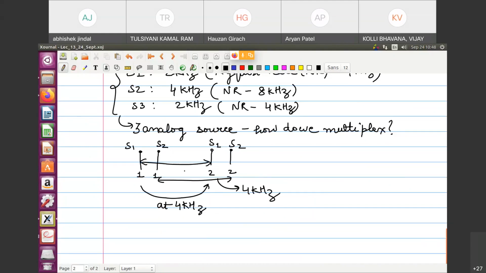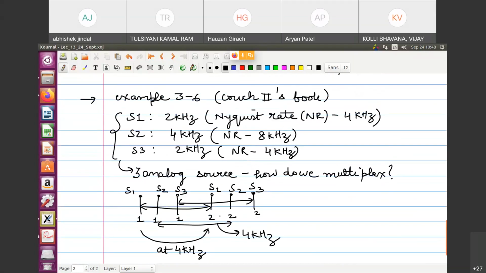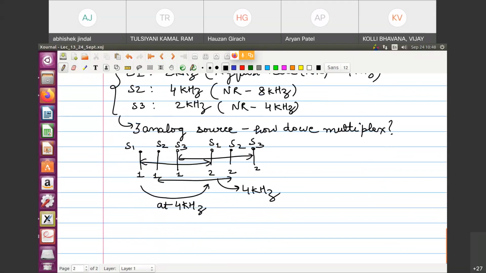But एक problem है, if I give source 3 only one sample here and the second sample appears here, then effectively this is also getting only 4 kilohertz of sampling rate, which is not at all acceptable, because this won't lead to recovery at the receiver. So what to do? So the idea is, instead of collecting one sample for source 3 in this interval, let us collect two samples of source 3 in this interval.